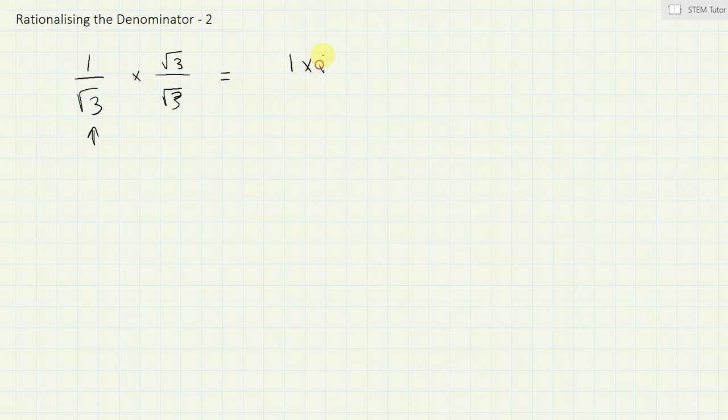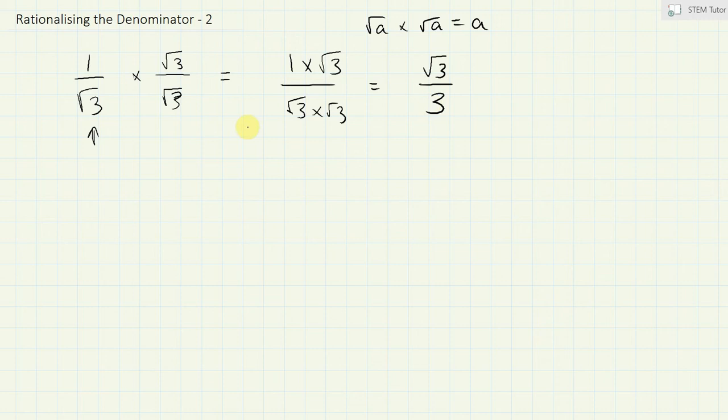So this will become 1 times root 3 over root 3 times root 3. And remembering the rule that root a multiplied by root a is still equal to a, this gives us root 3 over 3. So as before we had an irrational number in the denominator, now it is rational, so we have rationalised the denominator of this fraction.